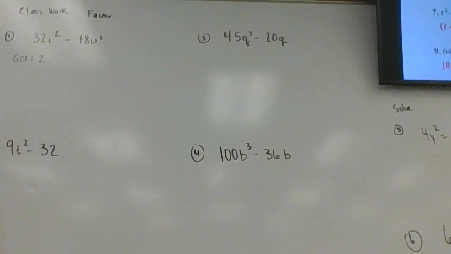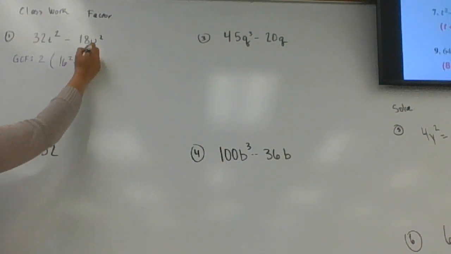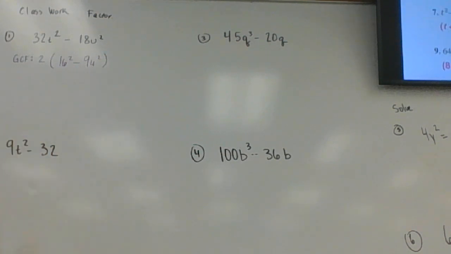Turns out they're both even. So let's try taking a 2 out. 32 divided by 2 is 16, and 18 divided by 2 is 9. Now that's good news. I was stuck here. Now that I've divided by 2, I see these special numbers, these numbers that square root.